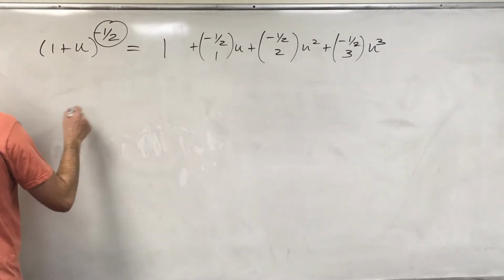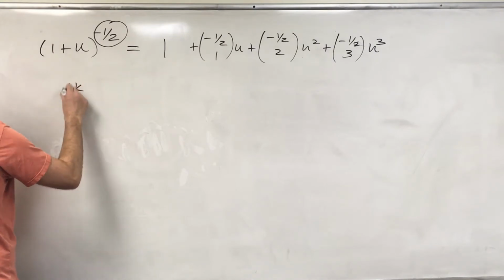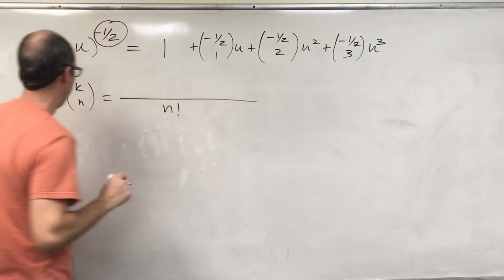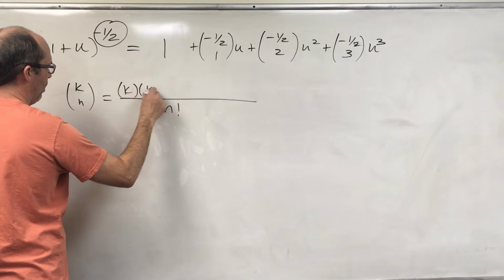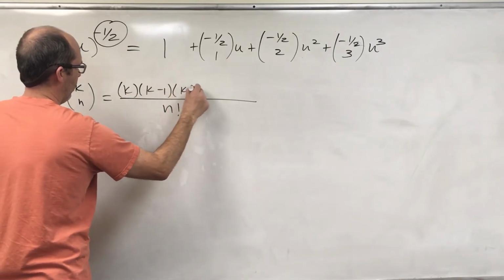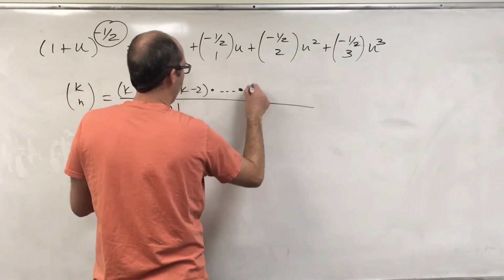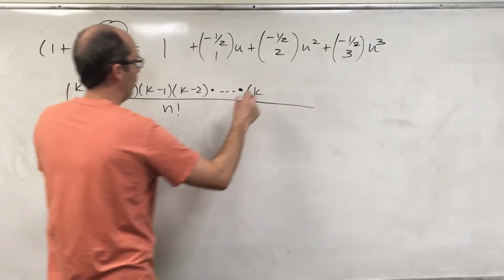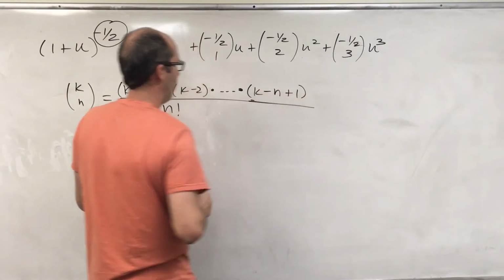Let's write out our general formula here. We've got k, k minus 1, k minus 2. And how far do we go down? One more than k minus n. So k minus n would be just a little bit too far, so we have to add 1 to that.